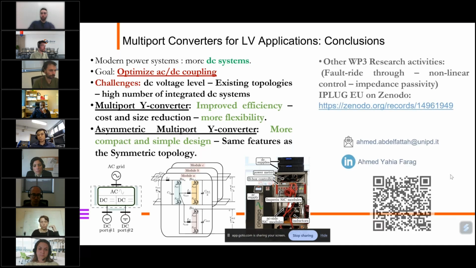And we have also some other interesting research activities in the scope of this work package for low voltage multiport converters. We also tackled fault ride-through in multiport converters, nonlinear control of 2-port and multiport converters, and ensuring all-port impedance specificity. You can find more information about this in our repository on Zenodo. It's called iPLUG EU, and this is the specific link for our first deliverable, which summarizes almost all of our activities.